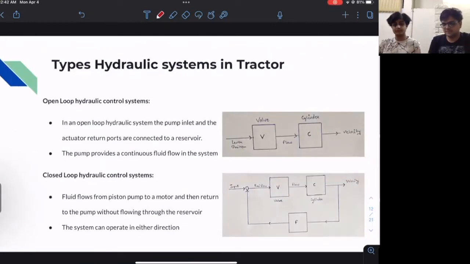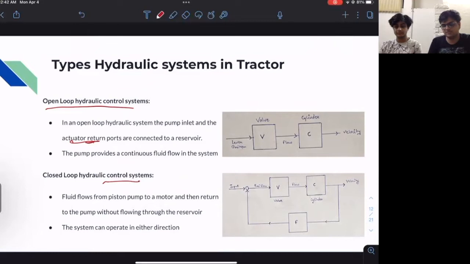Okay, so let's come to types of hydraulic systems in a tractor. There are majorly two types of hydraulic systems. One is the open loop hydraulic control system. In an open loop hydraulic control system, the pump inlet and the actuator return ports are connected to a reservoir, and the pump provides a continuous fluid flow in the system. Second is the closed loop hydraulic control system, in which the fluid flows from a piston pump to a motor and then returns to the pump without flowing through the reservoir. The system can operate in either direction.